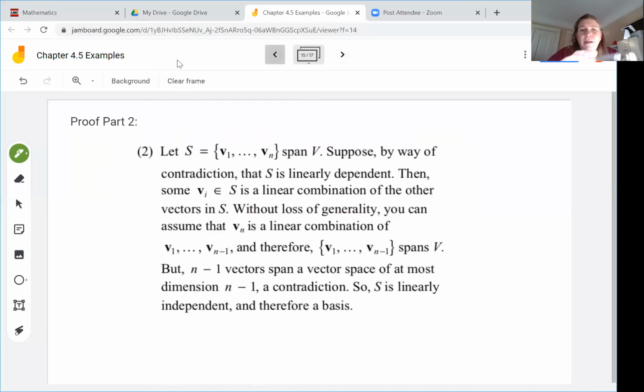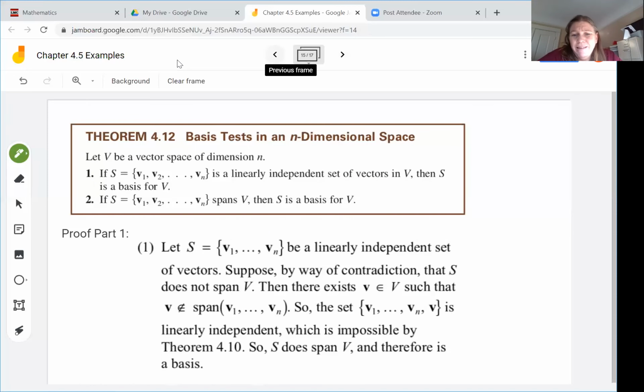Remember, to be a basis, it has to both be linearly independent and span. So that's why we've shown that this spans, because we already had the linear independence property.